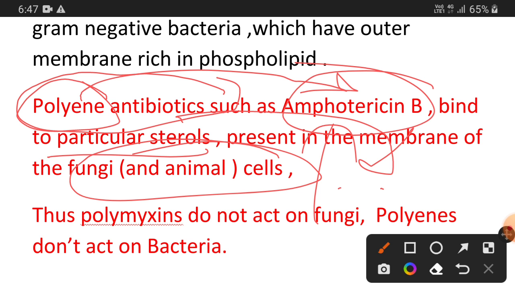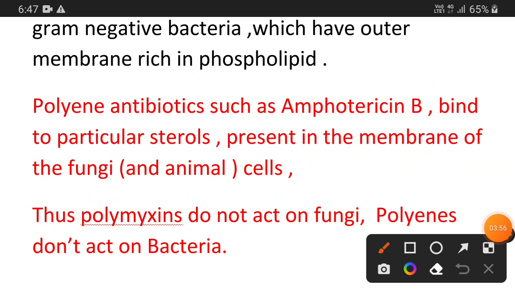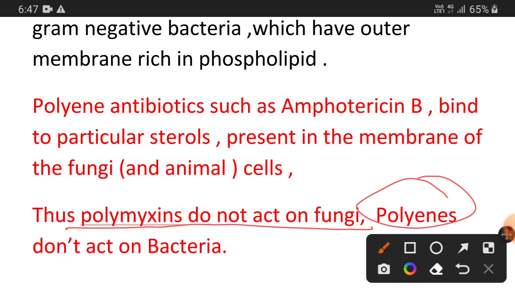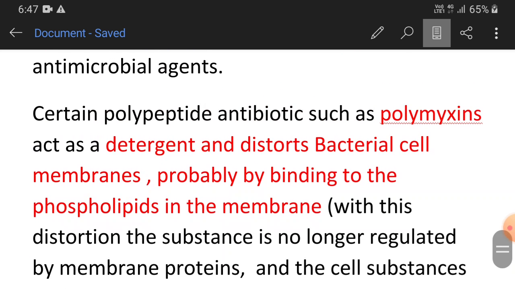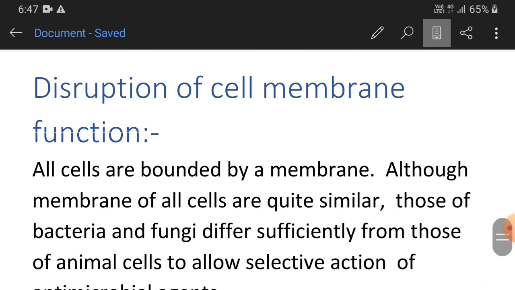Now one important line, the last part of today's video: polymyxin will not act on fungi. That means those detergent-like polypeptides that we have discussed, okay, and polyenes that are usually involved in fungal disruption do not act on bacteria, okay? So that is quite important for MCQ purposes, okay? So that was the concept of disruption of the cell membrane function.